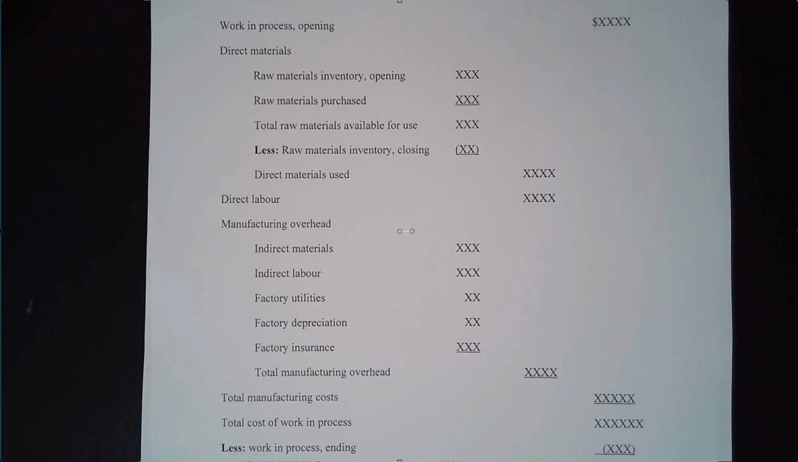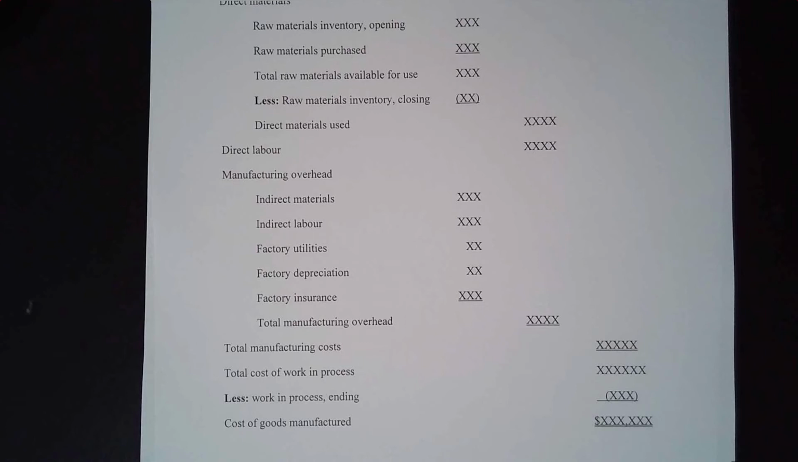Remember total manufacturing costs and how it's calculated? It's equal to the total direct materials used plus the direct labor plus the total manufacturing overhead. We then add in the cost of work in process opening to get the total cost of work in process. Let's just move the page up a bit. We then deduct the work in process ending to calculate the cost of goods manufactured. Let's just pan out so that we can see the whole thing.